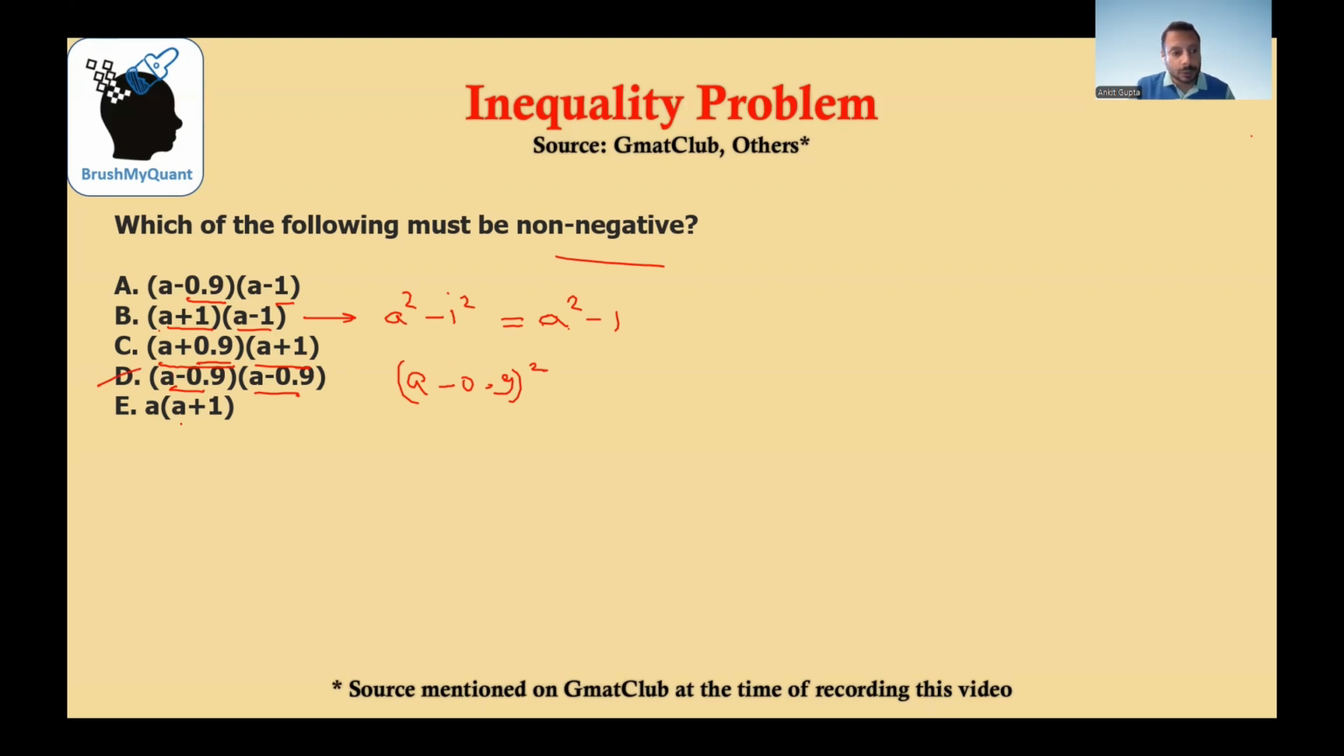Let's look at option E also, which says a multiplied with a plus 1. Now it will be negative when a is equal to minus 0.5 or any value between 0 and minus 1. So the answer will be option D for this problem.